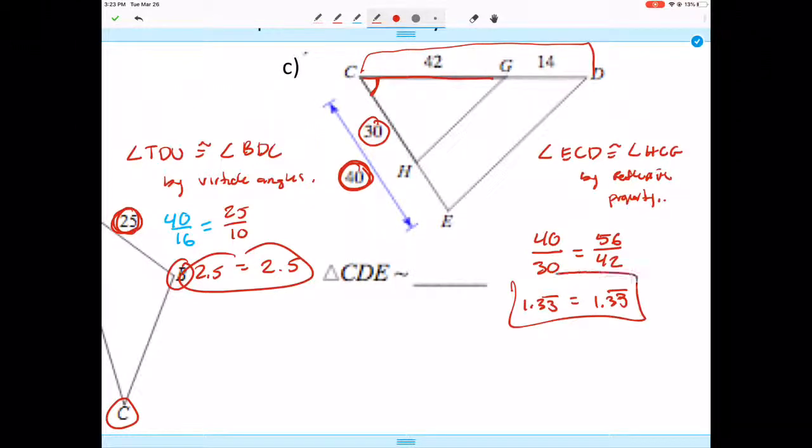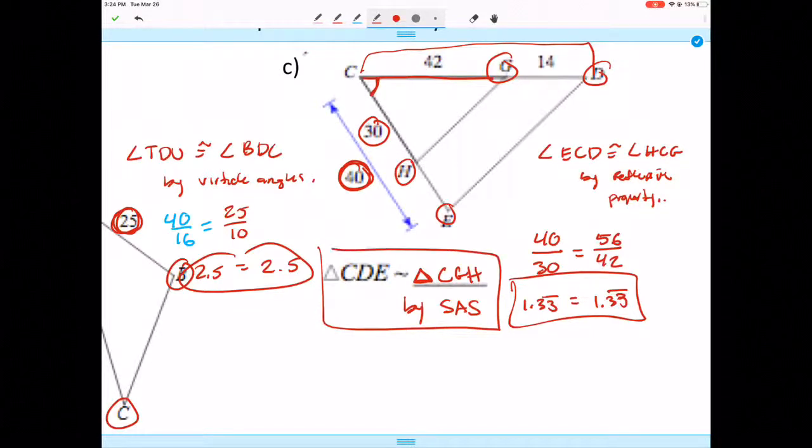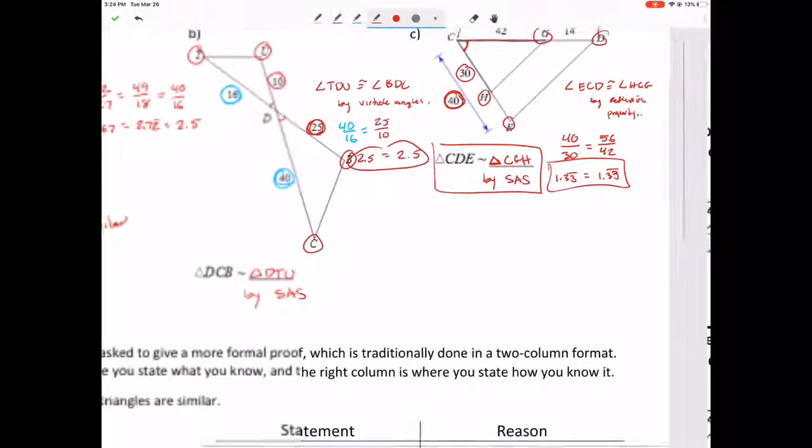Okay, so we know that they are proportional, and because we have two proportional sides and one congruent angle, then we could say that triangle CDE is similar to triangle C. What corresponds to D would be G, and what corresponds to E would be H by side angle side. Okay, so you need to make sure you show your work. You don't just write down that that triangle is similar to that triangle by SAS. I'd like you to show your work how you know.